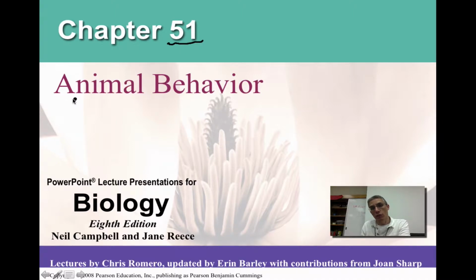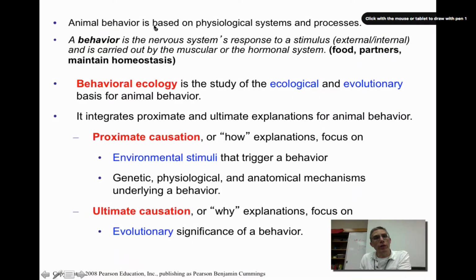And it's going to be Chapter 51, which is going to deal with animal behavior. We're going to look at Chapter 53, which is going to deal with population ecology. And then Chapter 55 is going to deal with the different characteristics of various ecosystems. Now, when you look at animal behavior, it's important to understand that this behavior is going to be based on physiological systems and processes that occur within that animal.